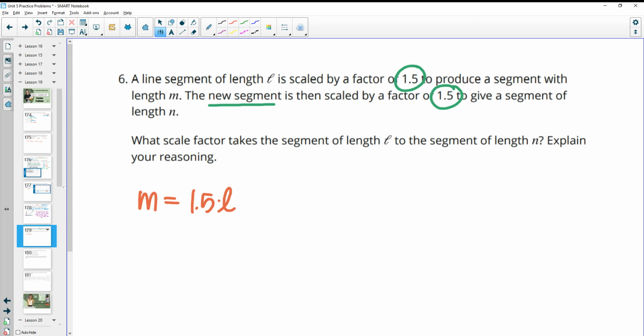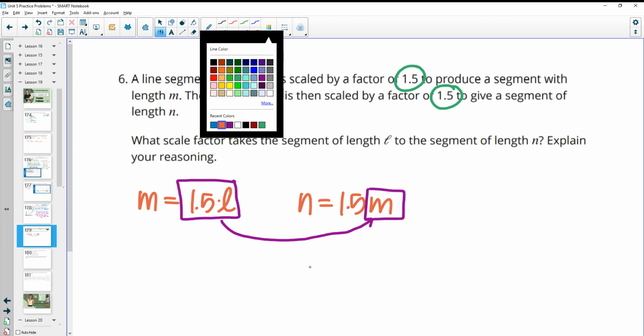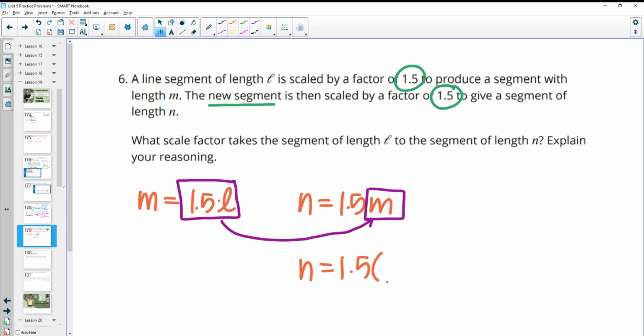Then it says the new segment is then scaled. So M is then scaled by 1.5 to get N. So this is the new segment, right? M is the new segment. So we're taking our N segment equals 1.5 times M. So now if we look at substituting this in, here's really our M segment, right? It was just our L times 1.5. So if we substitute it in for M, we actually get that N equals 1.5 times 1.5 L.